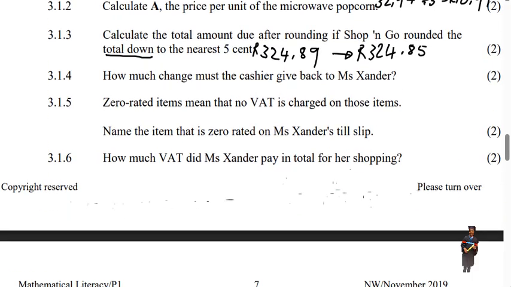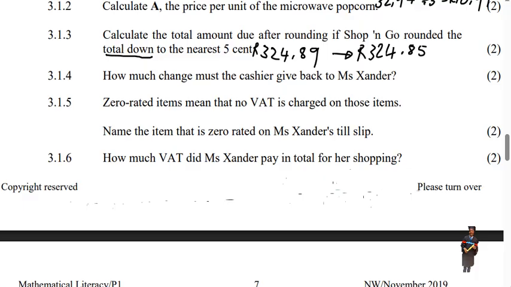If you think that you do not understand the part of rounding down and rounding up, please just let me know in the comment section. I'm going to drop a video which is explaining the rounding down and rounding up, even rounding off.